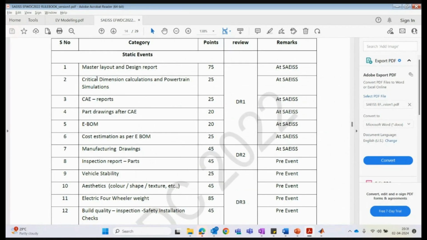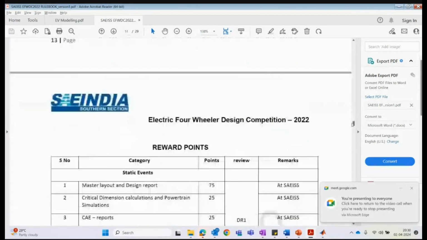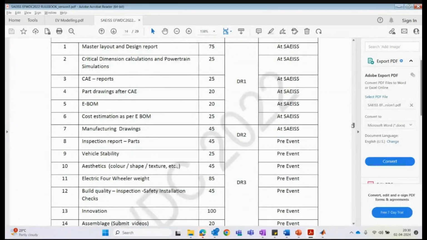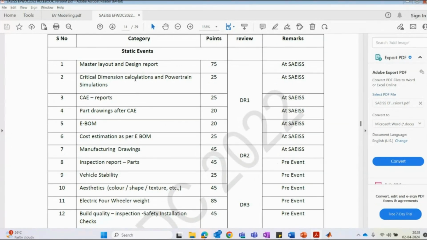So I'll give you some idea about all these components in the rule book. Maybe these are more self-explanatory, but I'll use these few minutes to brief you on that. The whole competition is divided into four phases: design review 1, 2, 3, and 4.